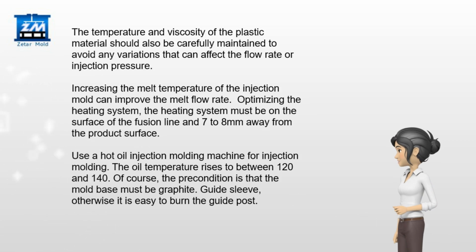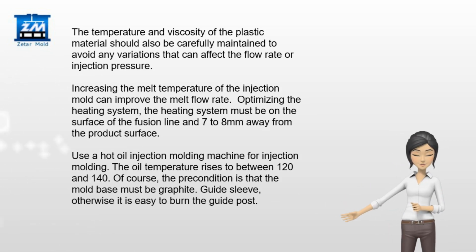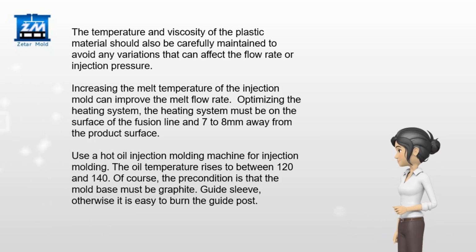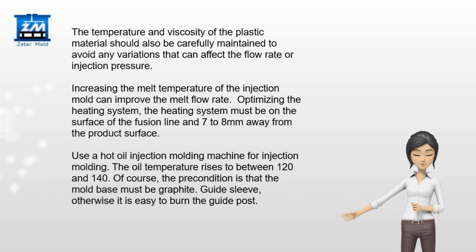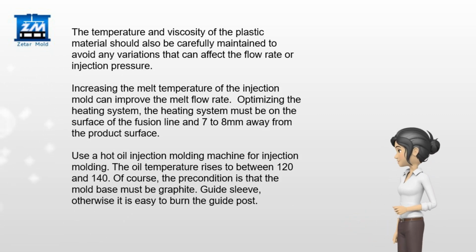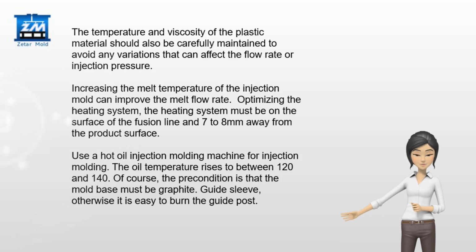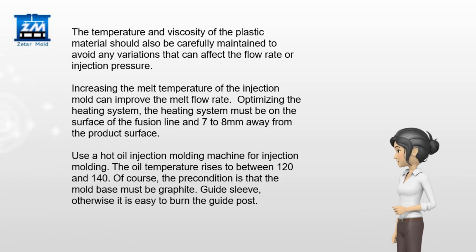Use a hot oil machine for injection molding. The oil temperature rises to between 120 and 140. Of course, the precondition is that the mold base must have a graphite guide sleeve. Otherwise, it is easy to burn the guide post.